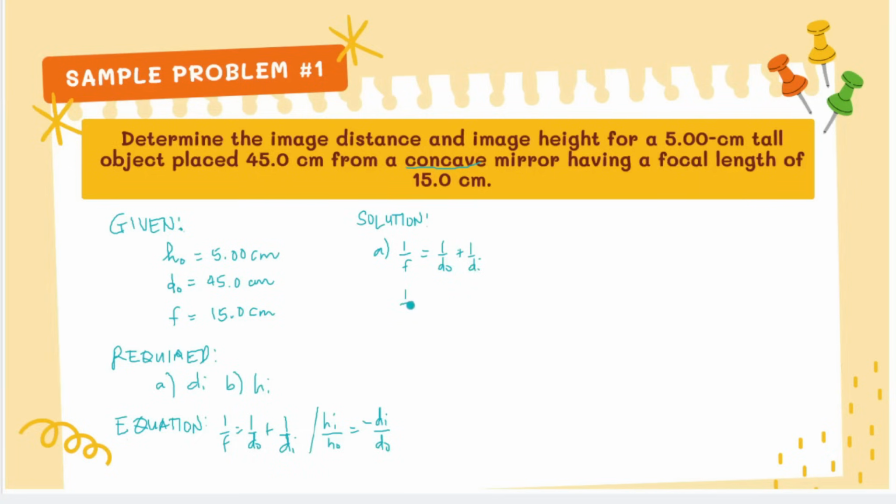So 1 over F minus 1 over DO is equal to 1 over DI. And DI would be equal to 1 all over 1 over F minus 1 over DO. So, pwedeng i-substitute nyo na muna yung mga values bago kayo mag-manipulate. Pero ang ginagawa ko rito, nagde-derive ako ng equation. Okay, pagbaligtarin lang natin.